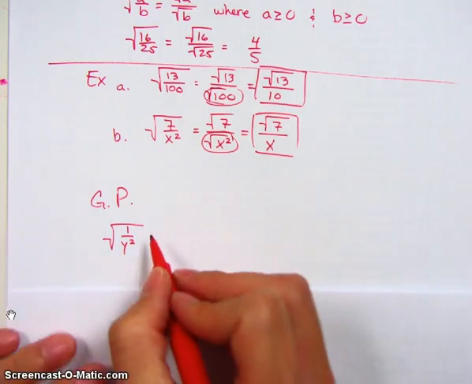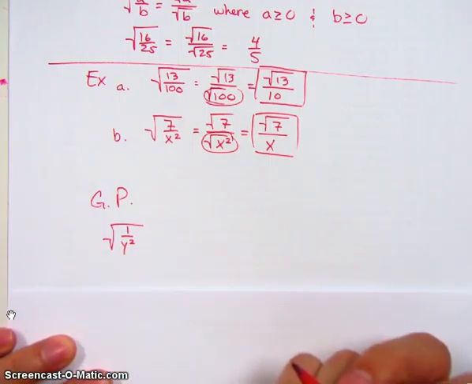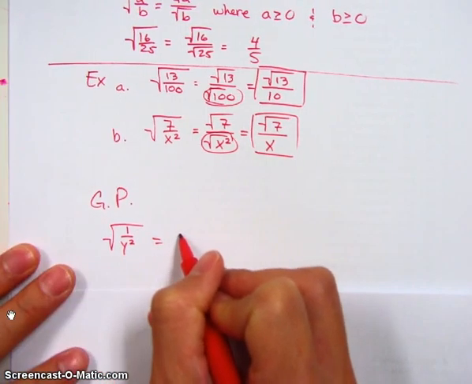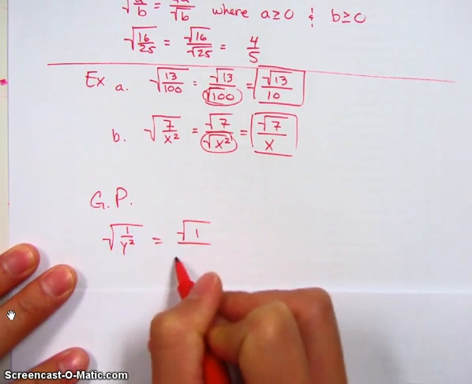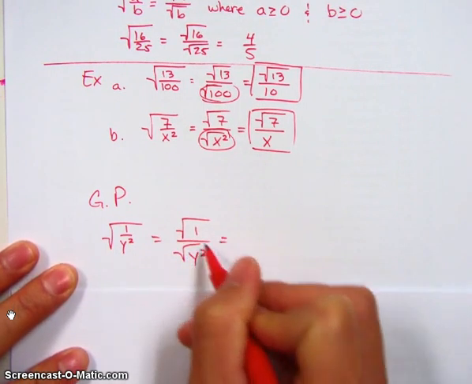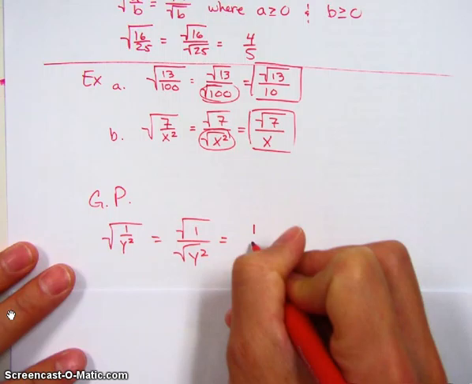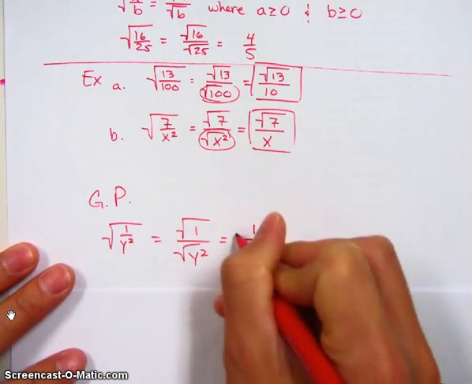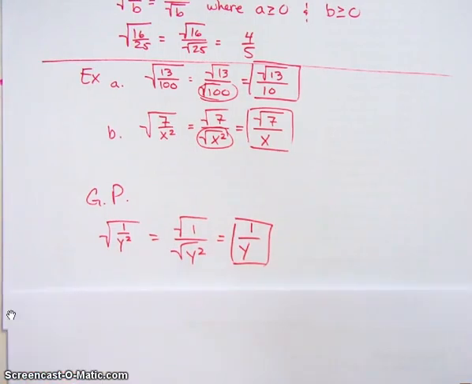Okay, here's a guided practice problem. I only have one for you. It's a pretty simple concept. Try it out. And now that you tried it, you should have written down the square root of 1 over the square root of y squared. Hey, the square root of 1, that's a perfect square. 1. The square root of y squared, bam. Done and done. And I mean done.